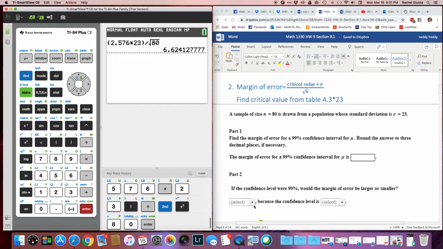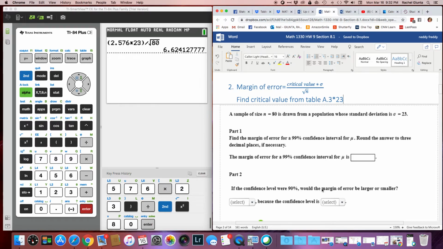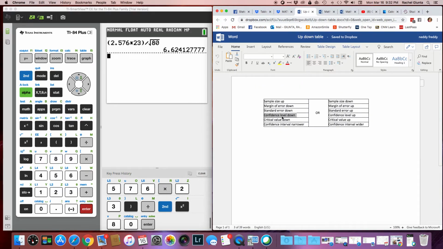And then I've made you a handy dandy cheat sheet to use for this, and I call it the up-down table. So in this case, they're telling us that the confidence level is going down. And so on this table, you'll find something that matches that. So here, confidence level down. That's what they're telling you is happening. And then what they're asking you about is the margin of error going to be larger or smaller? And the answer to that is whatever's on the same side of it as the first thing you found.